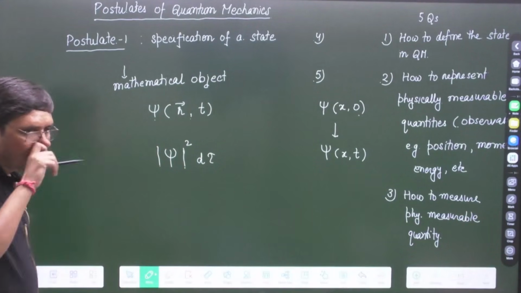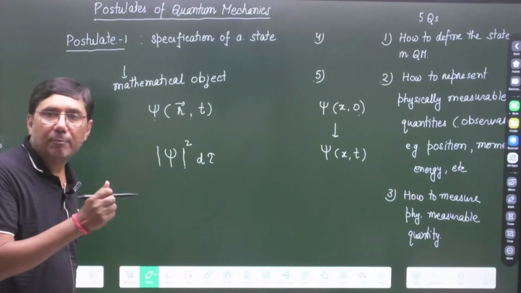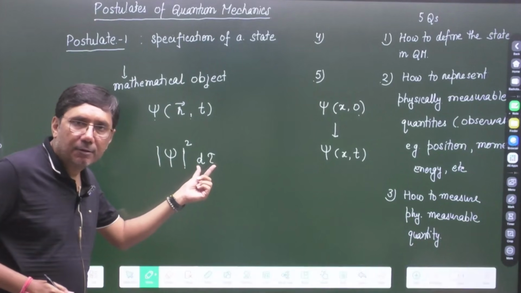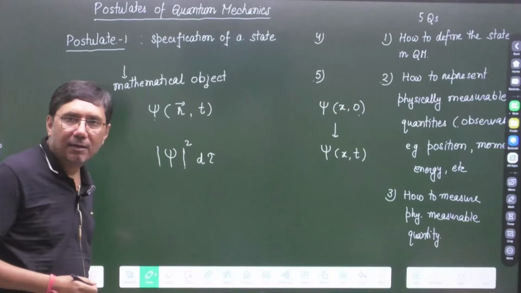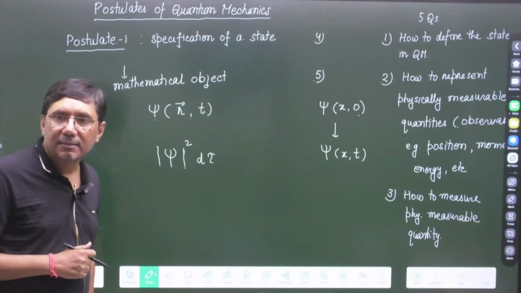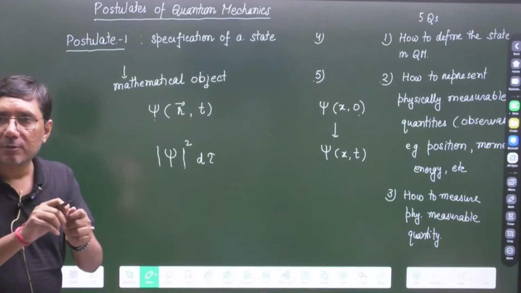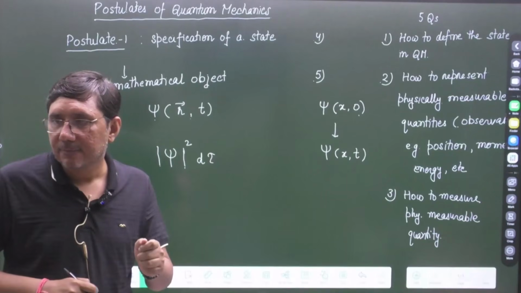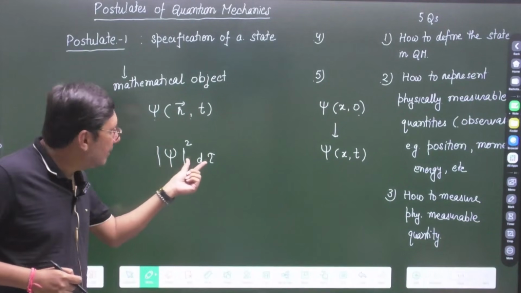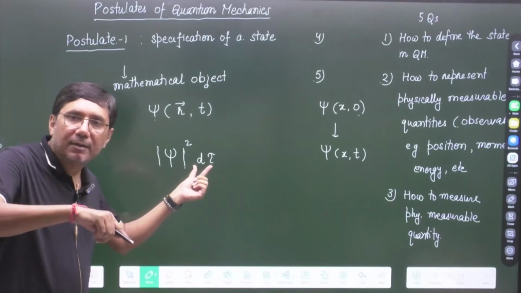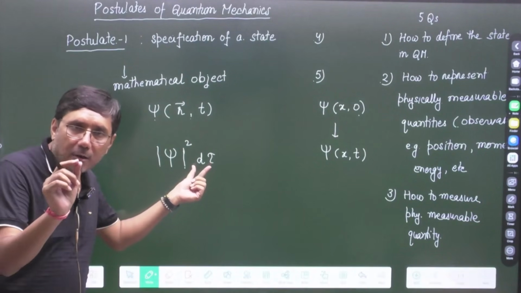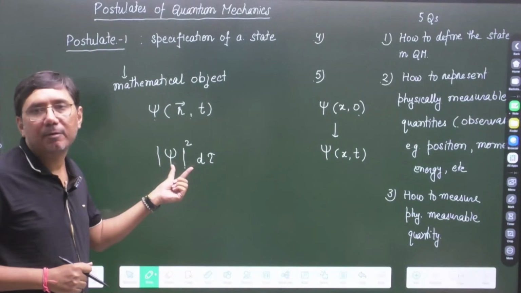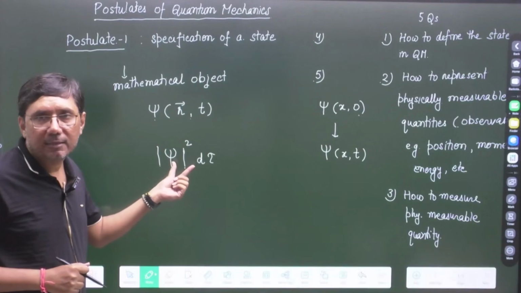So this quantity has physical significance. This tells me the probability of finding the particle in this volume dτ. If you look at only psi square, what will it be? This will be probability density. What do you do with density? You multiply density with volume, you get the mass. Here you multiply this quantity with this volume and you get the probability of finding the particle in a small tiny volume dτ. This is called probability density.